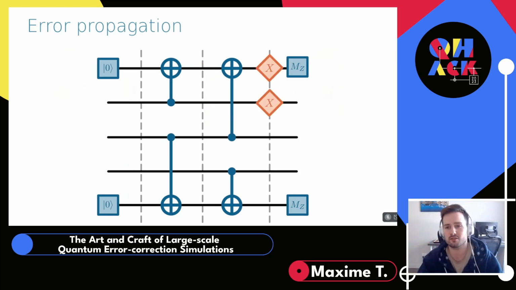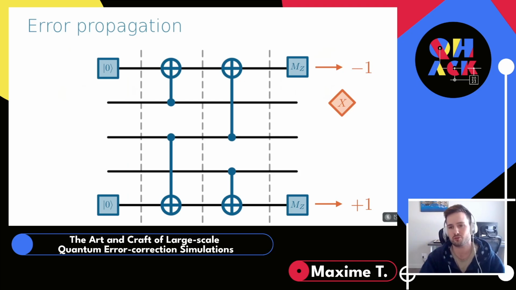Now, in the end, I have an X error before a Z measurement. So these are different. So I will measure -1 for the first qubit, +1 on the bottom qubit because there were no errors, and I'm left with the X error. And this is exactly the error pattern, the alarm pattern that I should have for this X error on the first qubit. So this is the idea to simulate error propagation.